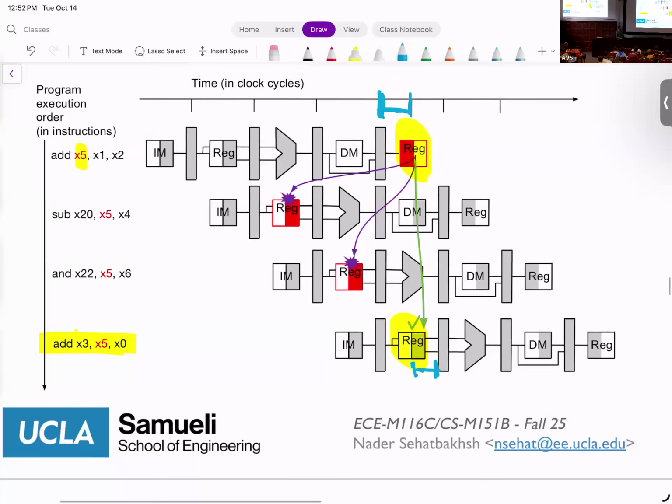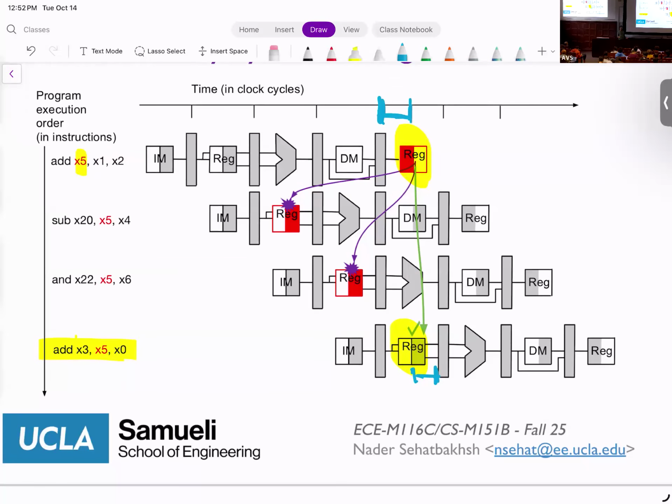But of course, there might be designs that don't follow the half cycle. So it's not like half cycle is a universal law or something. You can design your hardware such that it has this property.